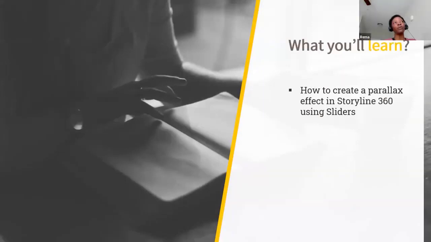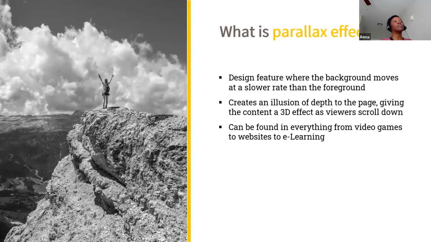Very cool. So today, basically, I'm going to show you how to create a parallax effect in Storyline 360 using the slider feature. And just so we're on the same page, when I'm talking about a parallax effect, I think there might be little tweaks to the definition, but basically I view it as a design feature where the background moves at a slower rate than the foreground. And there can be many different layers moving, but essentially that's the basis of it. And because of this, it creates an illusion of depth and gives a 3D effect when the user either scrolls left or right and up and down.